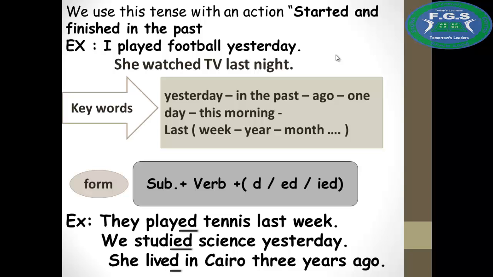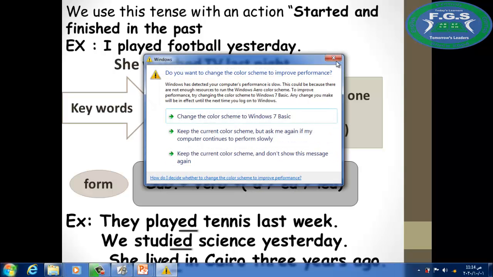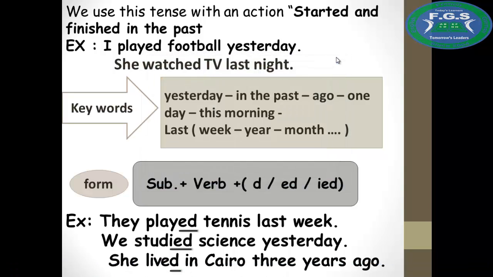In the first example, they played, I put ed on the verb. Number two, we studied science yesterday. We delete y and put ied because the verb ended with y after a consonant letter. So we delete y and put ied to become studied. Number three, she lived in Cairo 3 years ago. She lived here, we just put d because the verb ends with e.